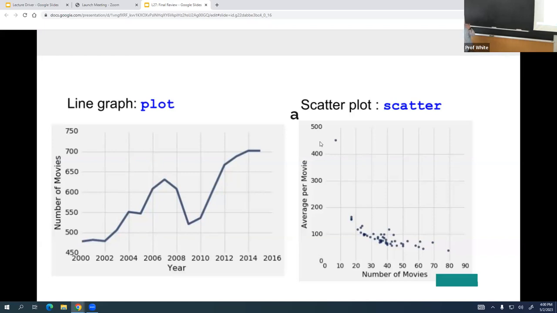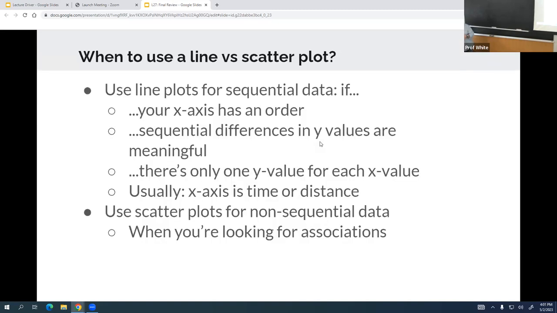Plots and scatters, as you all know, one of my favorite pet peeves is getting the right kind of graphs. When you use a line versus a scatter plot, you use lines for sequential data and scatters for non-sequential data. So if you want to compare two points, that's usually a scatter. And I would say the vast majority of the time you're using scatters, and then maybe next is histograms. So those are the ones to know really well.